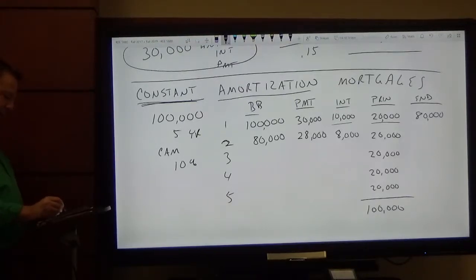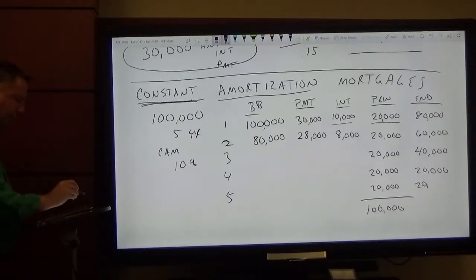And then our balance is 60,000. Now, if you follow the logic train there, you're seeing what the balance is doing. It's just going down by $20,000 a year. Oops, that'll be 0. Okay, which also means our beginning balance over here is going down as well.